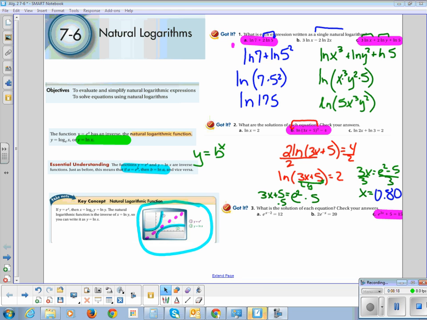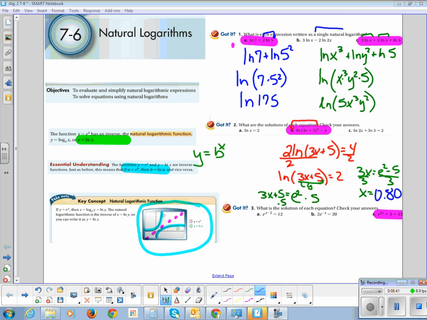So we use it to solve. Just to rehash, I took the squared and put it out front. Then I divided. Then I converted it back to base e. And then I solved for x. So we're going to do that one more time, but with a little bit different view.